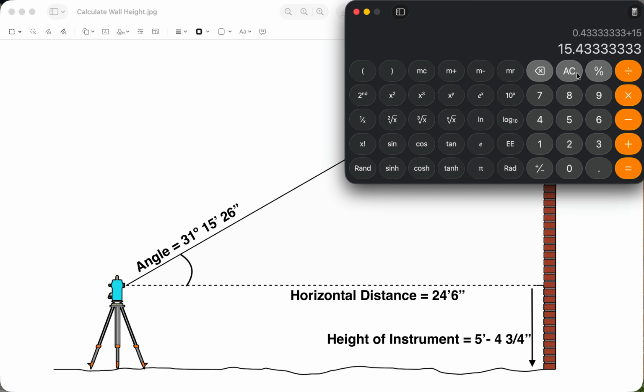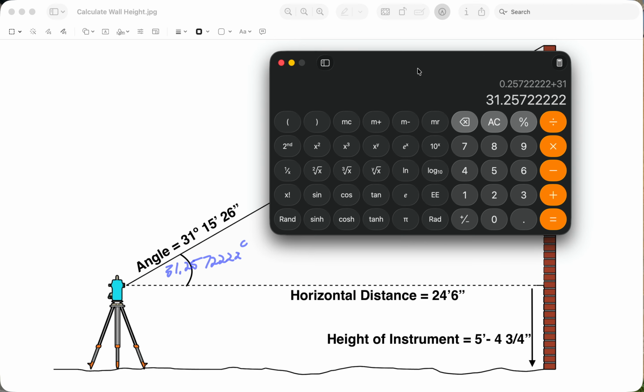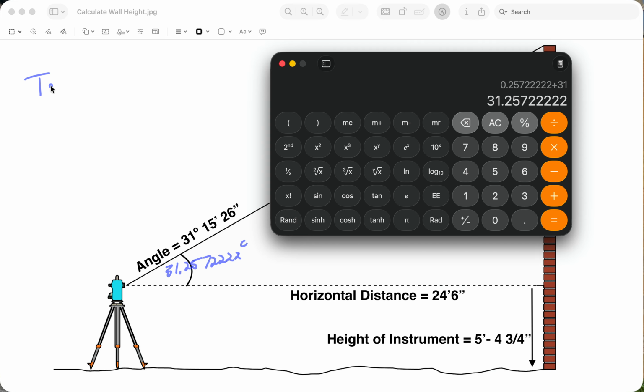So you can see we're just working our way this way. And now there's 60 minutes in a degree, so we're going to divide that by 60 again. And then we'll add on our 31 degrees. So now we have an angle of 31.2572222 degrees. You can see it's just a more precise way of measuring that angle, and that's how the readout on the theodolite works out too.